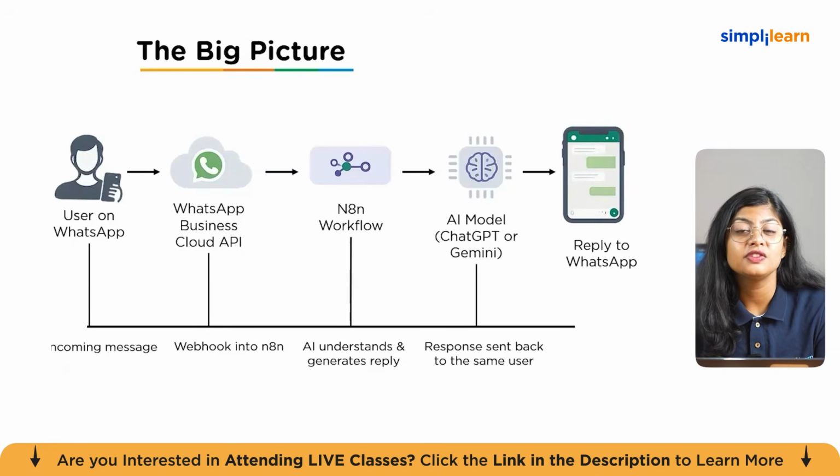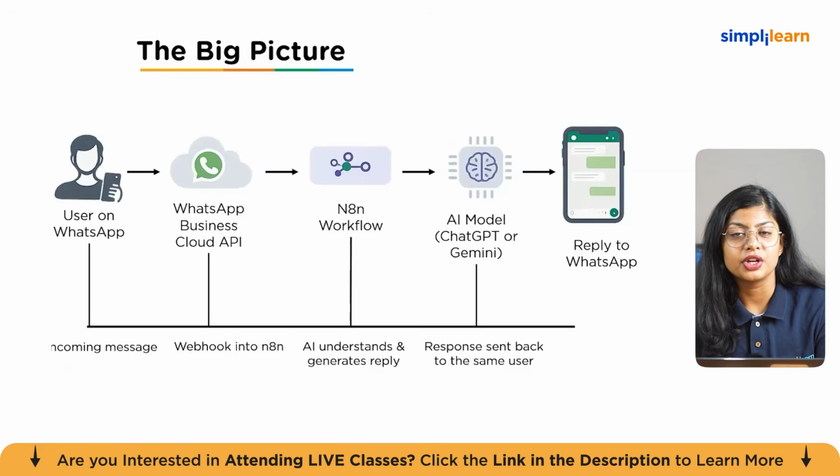From their perspective, they just got an instant helpful reply. Here's what's beautiful. It's a simple, clean flow. Messages, API, n8n, AI, API, and back to a response. 5 steps, each with a clear purpose.